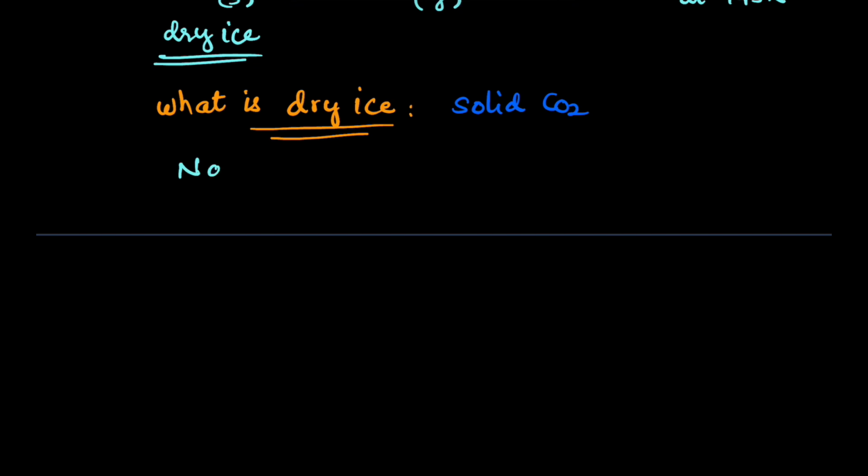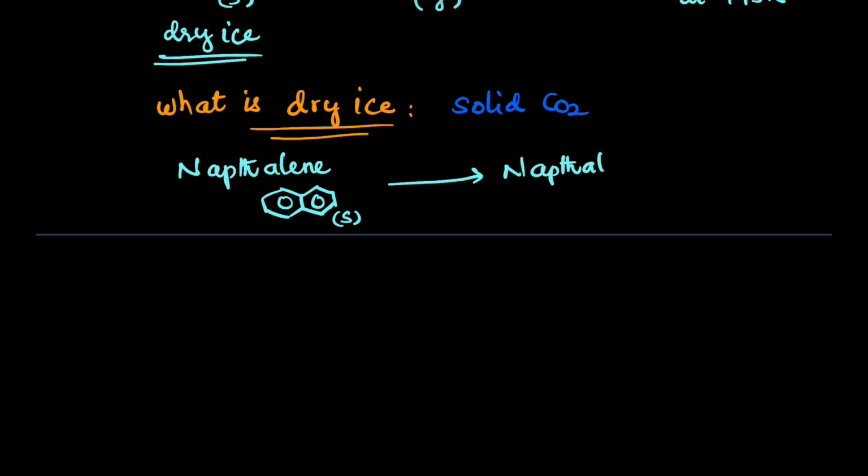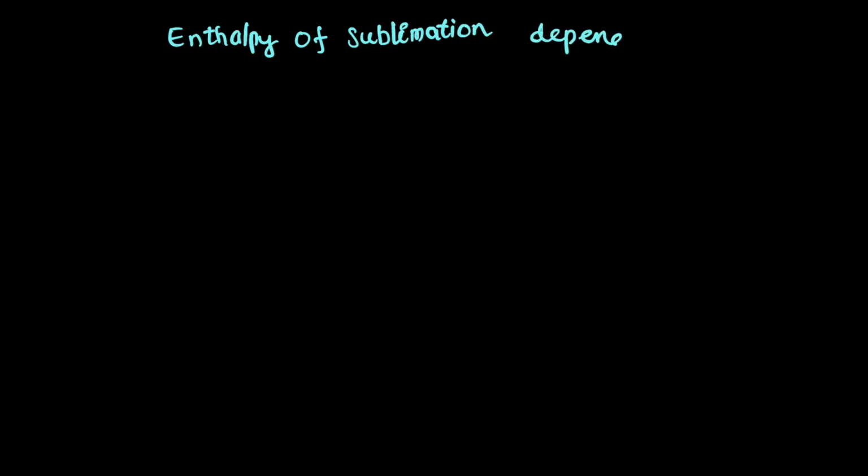You should know another example, that is naphthalene. Naphthalene is two benzene rings fused, in its solid state. We know that it is used in toilets or in clothes to keep insects away. Therefore, naphthalene converted from solid to gas, that value is 73.0 kilojoule per mole. This enthalpy of sublimation is a combination of enthalpy of fusion plus enthalpy of vaporization.